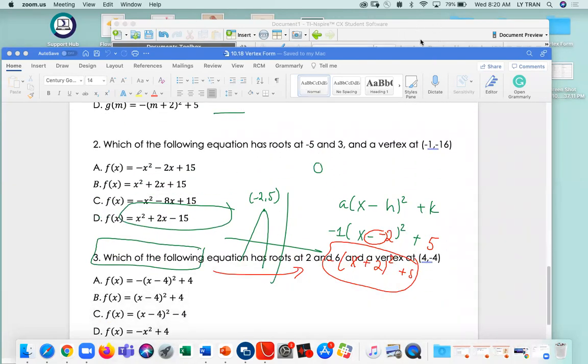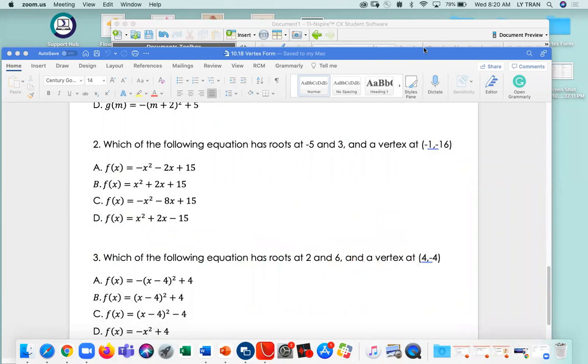How about the next question? Which of the following equations has roots at -5 and 3? I like to draw, so I would draw it out. I have -5 right here, and then I have 3. It doesn't have to be perfect. They have a vertex at -1 and -16, somewhere down here. So -1 and -16. I kind of connect the dots so I can have a picture like this.